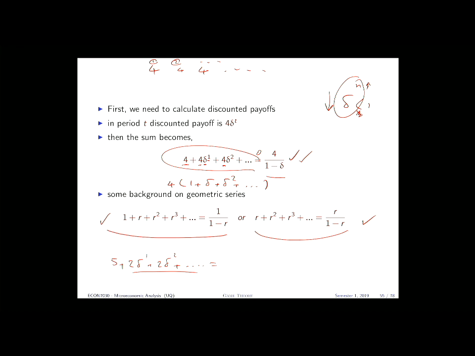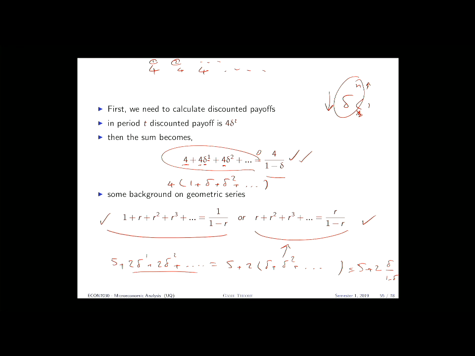Now, finding the sum of this is simply 5 plus, again, factorize 2. Now you have delta plus delta squared till infinity. So this is the same as the other series that I just showed you. And the sum will become equal to delta over 1 minus delta. Okay?